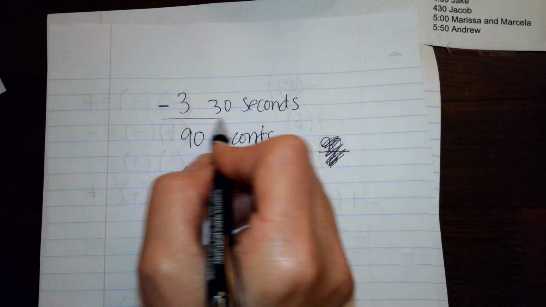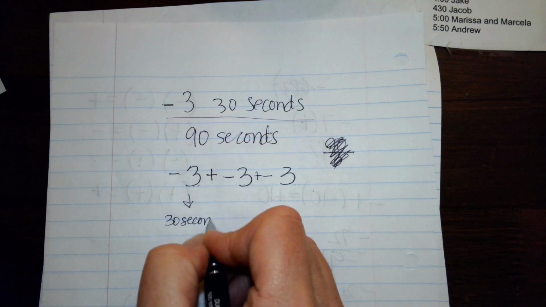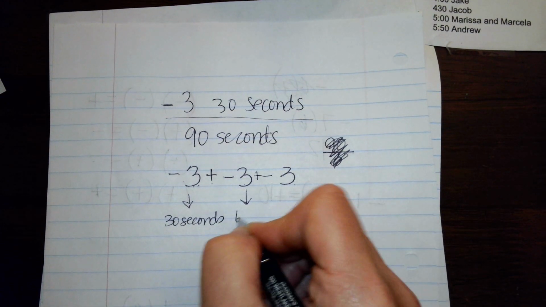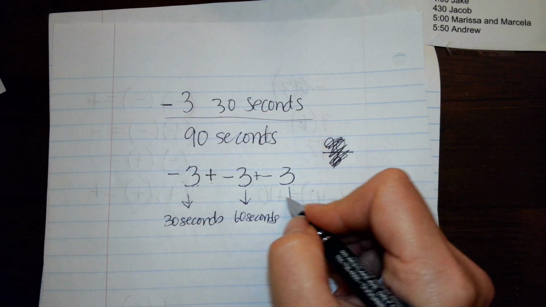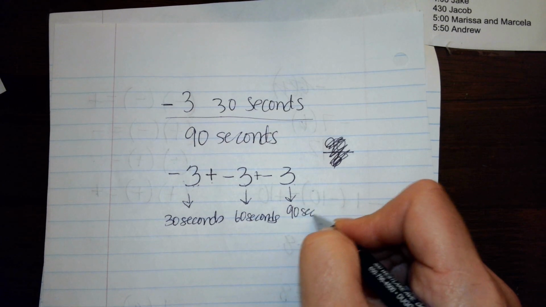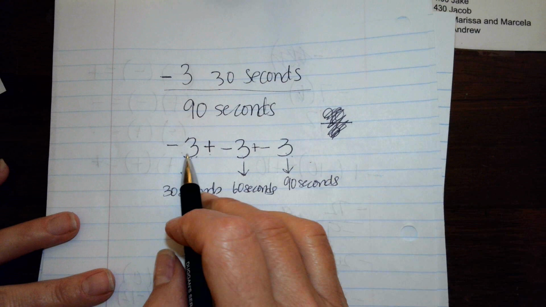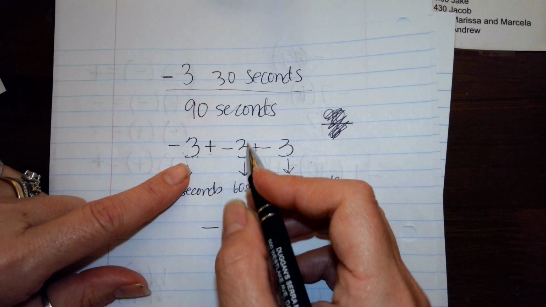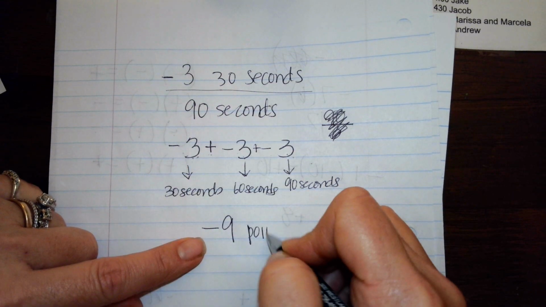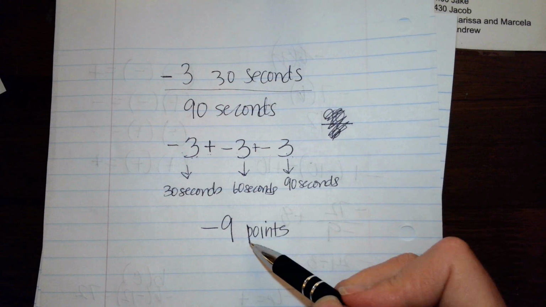Yeah. The first 30 seconds was where you went over. Then the second was 60 seconds over, so you get docked another point. And then the 90 seconds that you went over, you would get another 3 points off. So negative 3 plus negative 3 plus negative 3 is negative 9 points. So the integer that would show how many points you got deducted is negative 9 points.